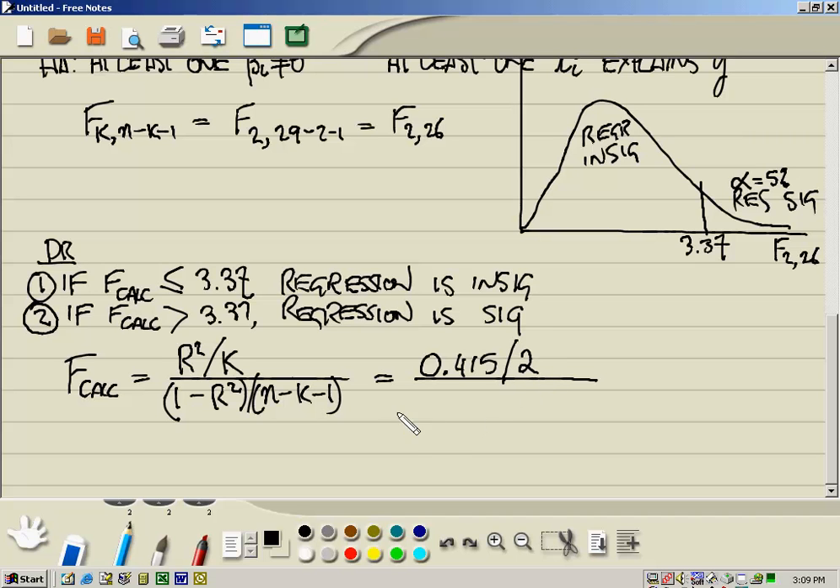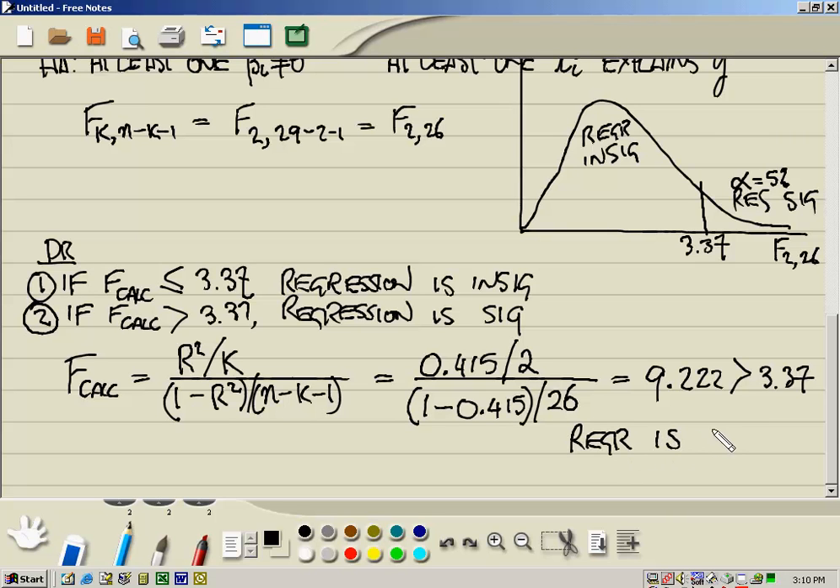Divided by the 2 degrees of freedom up there, divided by 1 minus R squared being 0.415, divided by the degrees of freedom in the bottom row, 26, and that works out to be 9.222. 9.222 is clearly greater than the critical value of 3.37, so we'll say quickly for the decision that the regression is significant. Okay, now we've finished with our F-test.